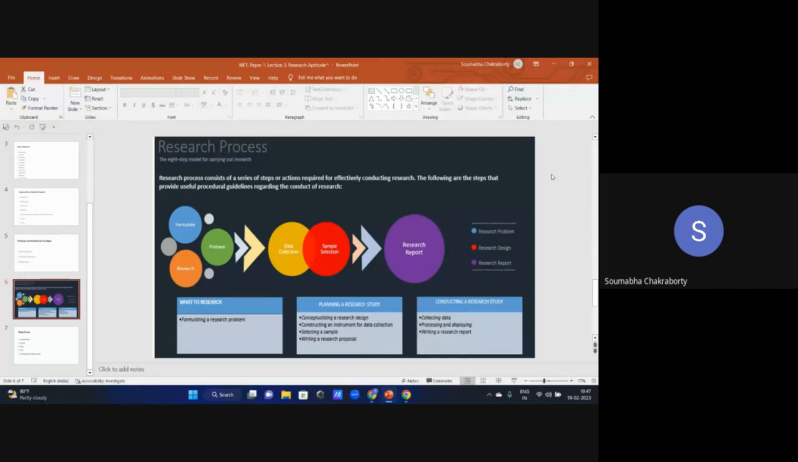Step 5 will be actually writing a research proposal, the most difficult part. Having done all the preparatory work, whatever you were doing up until now was just preparation. Now the next step is to put everything together in a way that provides adequate information about your research study for your research supervisor and everyone.